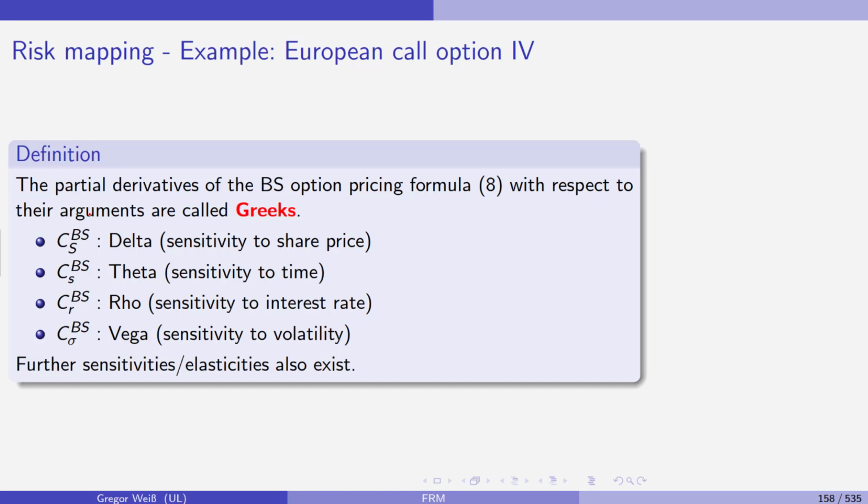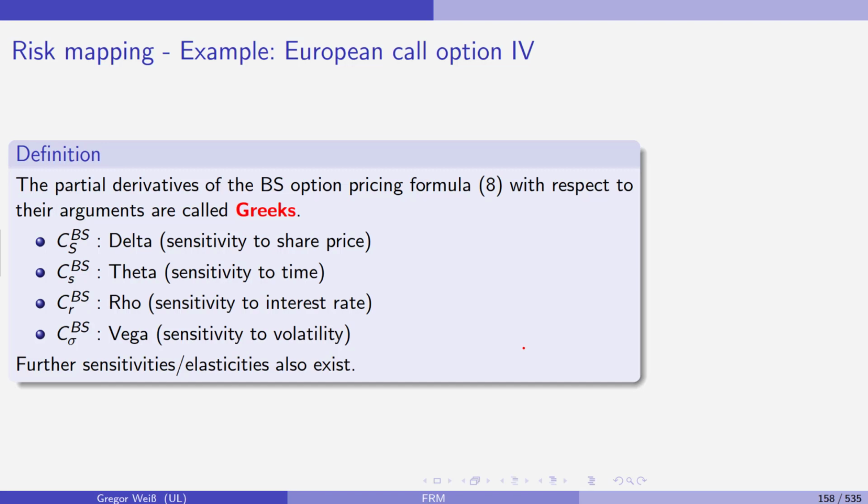For example, the sensitivity to changes in the share price is called the option delta. The sensitivity to time is theta. The sensitivity to interest rate changes is rho. And the option vega is the sensitivity to volatility. And there are some further partial derivatives that are not listed here, but those are the most important ones: the option delta, theta, rho, and vega.